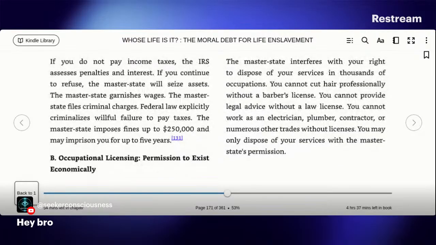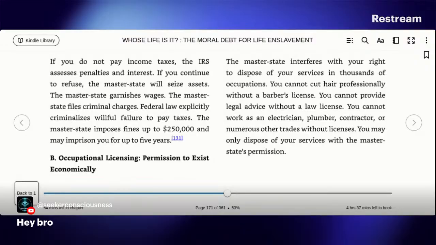If you do not pay income taxes, the IRS assesses penalties and interest. If you continue to refuse, the master state will seize assets. The master state garnishes wages. The master state files criminal charges. Federal law explicitly criminalizes willful failure to pay taxes. The master state imposes fines up to $250,000 and may imprison you for up to 5 years.